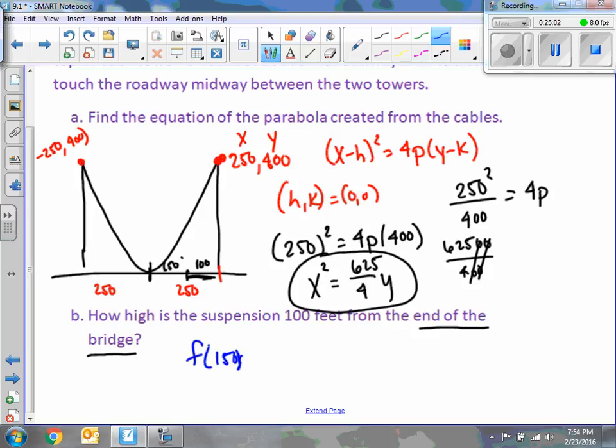So I just plug in 150 for x squared. y. Solving, doing your math, I should come down to 144 feet.